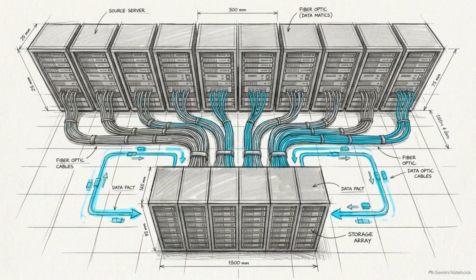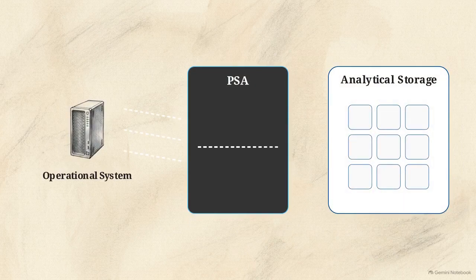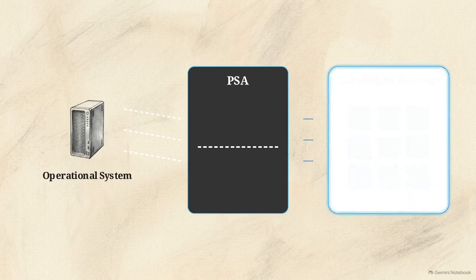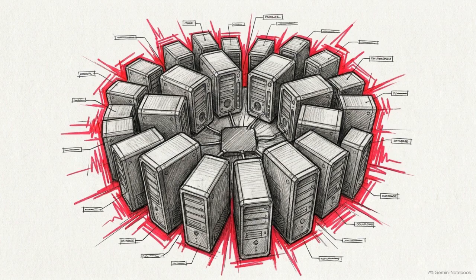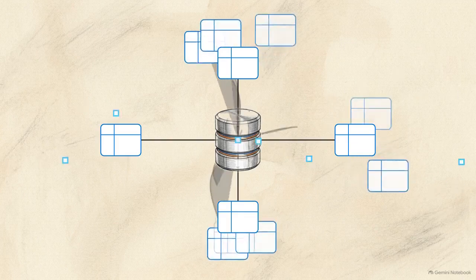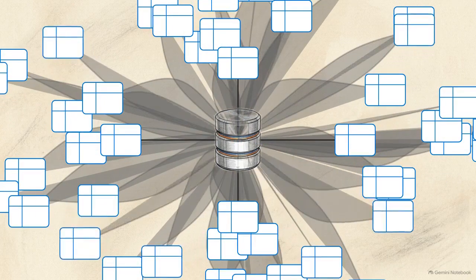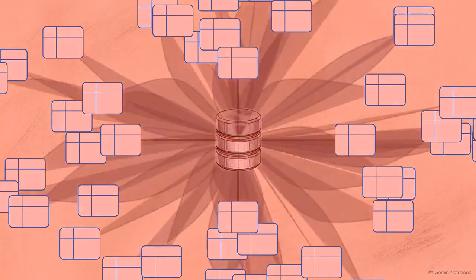Early SAP BIW established a structured data pipeline. Operational data was extracted from the source system, landed in a raw persistent staging area, the PSA, and then transformed into dimensional analytical storage. But storing that analytical data introduced a new bottleneck. Traditional relational databases used classic star schemas, which quickly led to massive dimension table explosion, as redundant master data was loaded in over and over again.